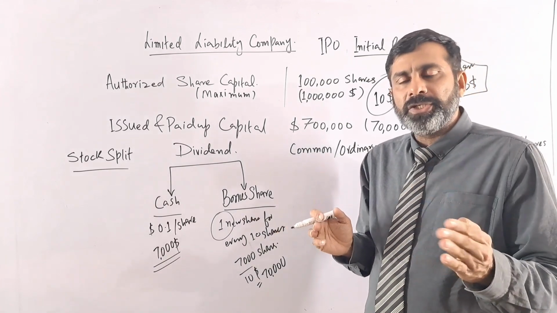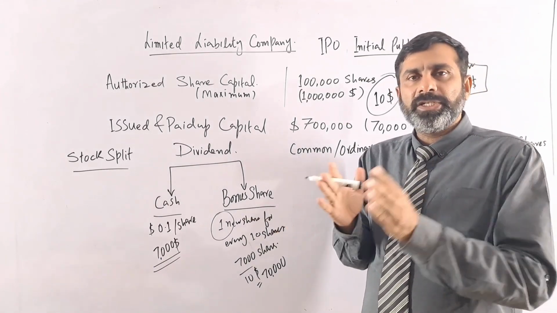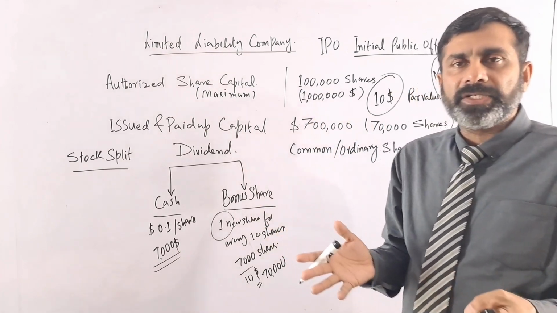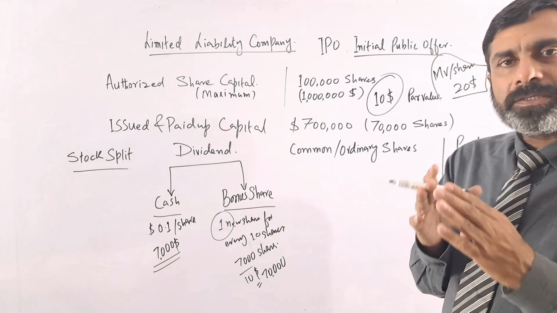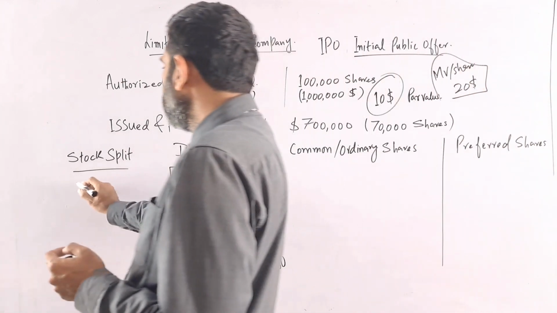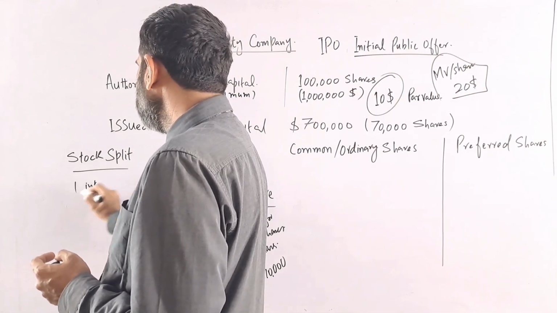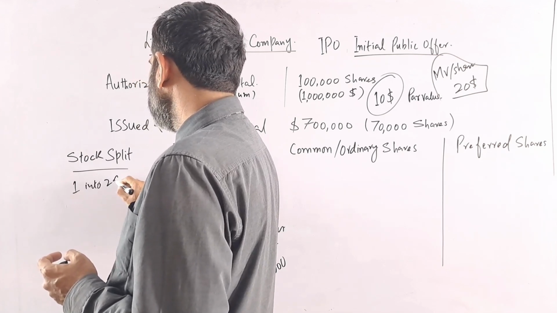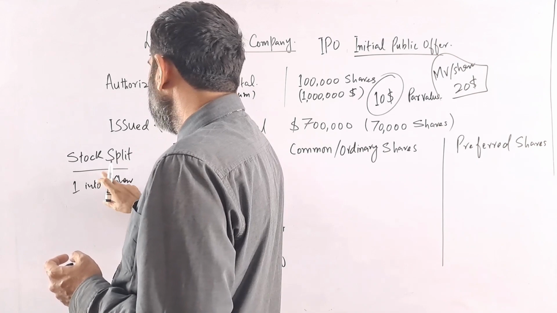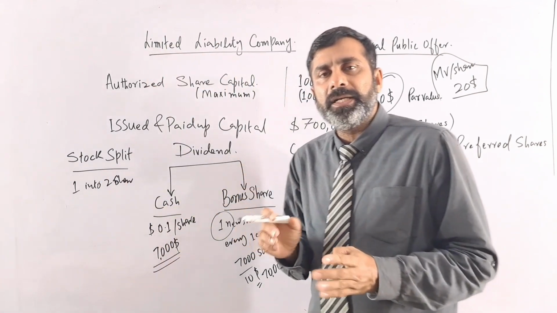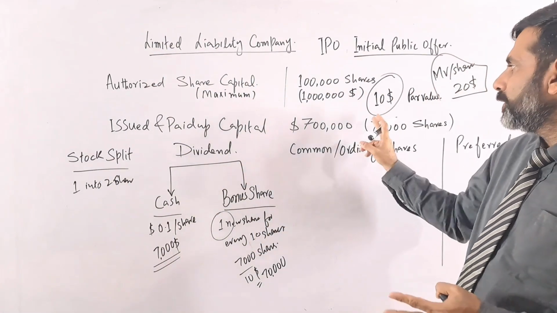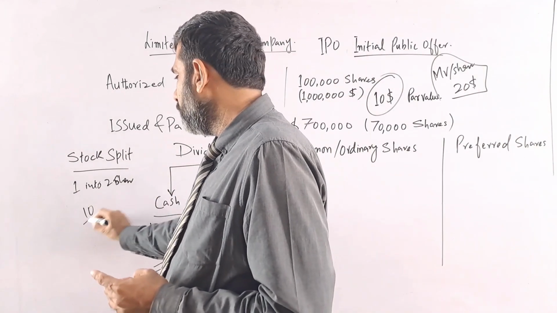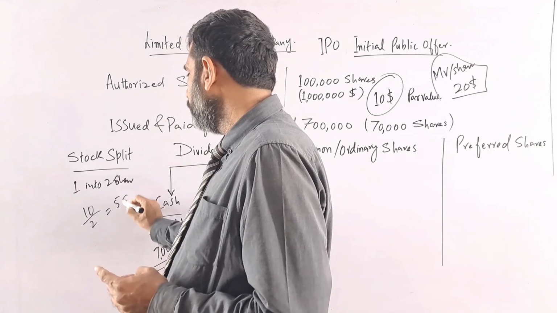Obviously they have to change the memorandum of association, the articles, and all the structure of the company, the capital structure of the company. So they may split the shares. Like they can split one share into two shares. Means if there is one share, it will be split into two shares, and the par value that was what? That was $10.